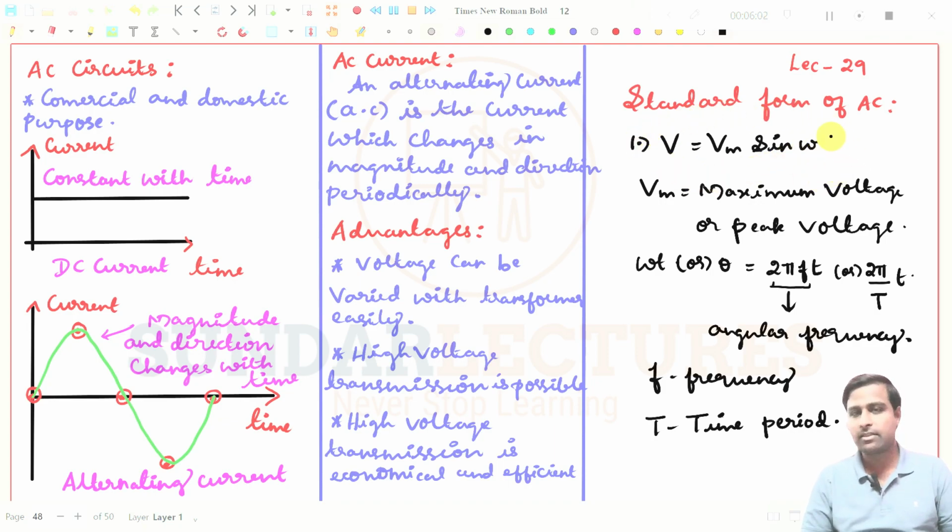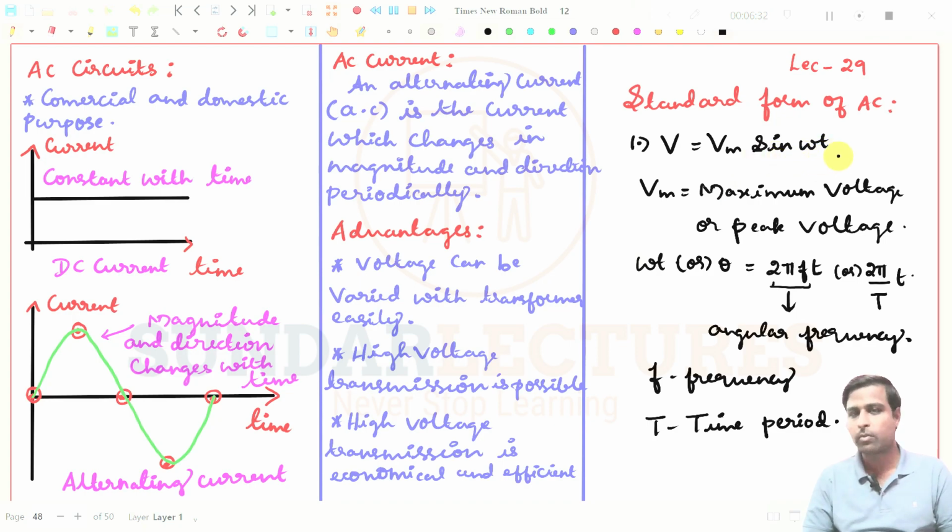Right. We will see why we are writing this expression for this type of waveforms, that means sinusoidal waveforms. That I will explain separately. Before that, try to understand what are all the terminologies related to this expression. So what is Vm? Vm is the maximum voltage, or we will call it the peak voltage. And this is sine, since this waveform follows the sine quantity, so we are using sine omega t.